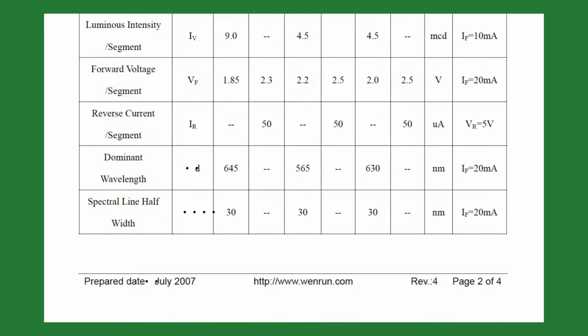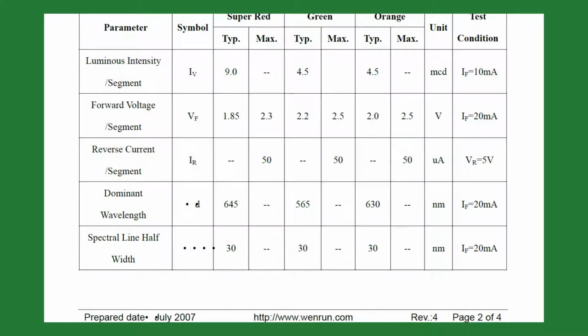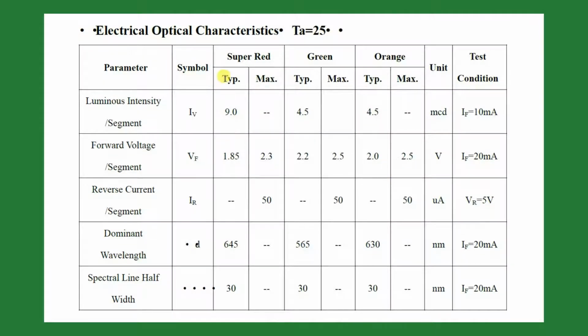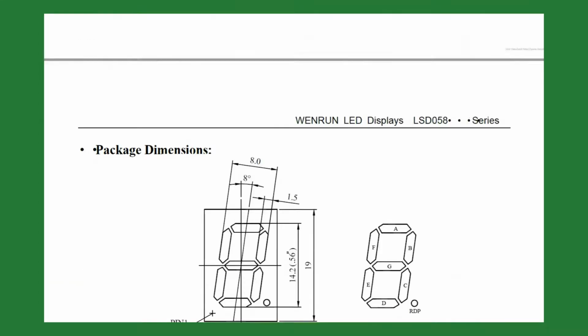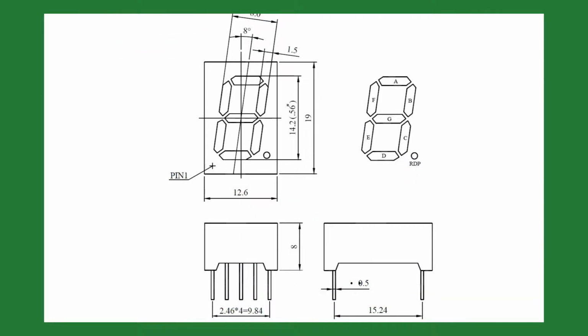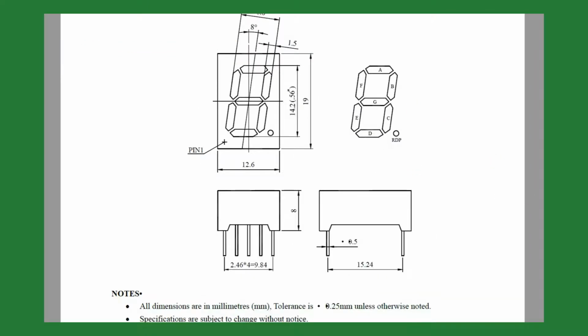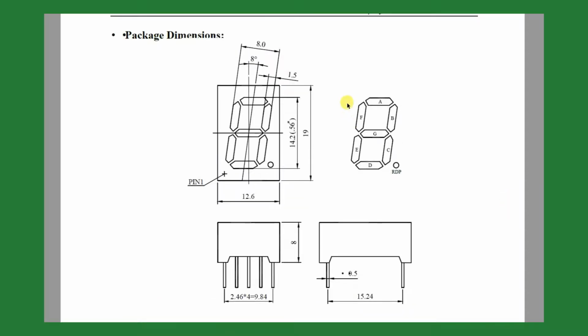If I scroll down here, we can see the forward voltage on the display. I'm using a red one, super red, and they're saying here that it's typically in the region of 1.85 to a maximum of 2.3, so let's say around 2 volts. Let's scroll down further to the drawing of the display. I'm going to zoom a little bit so we can get it on the screen, and you'll see it shows the 7 segments, the decimal point, and that pin number 1 is the bottom left corner when it's oriented correctly.